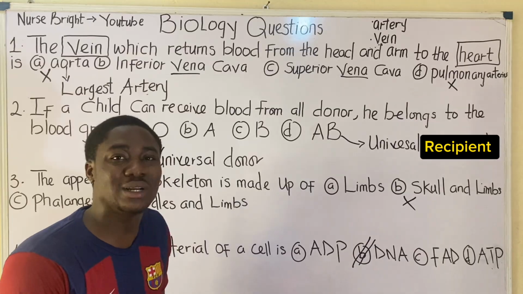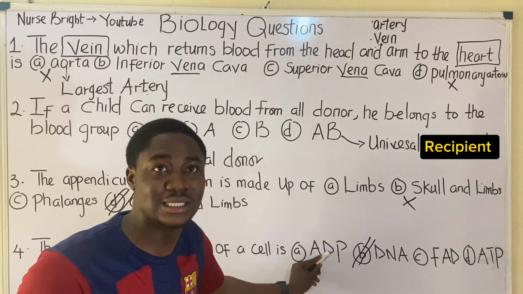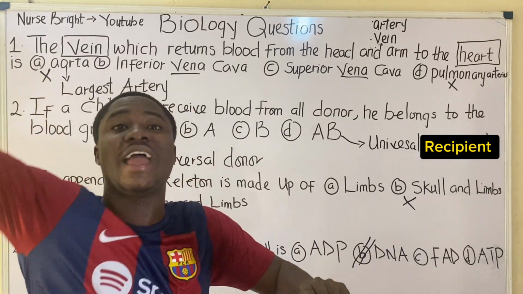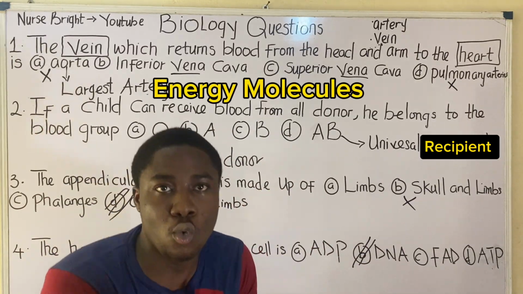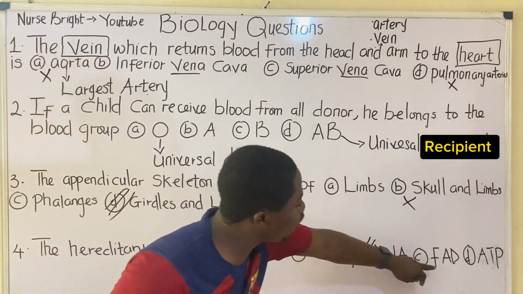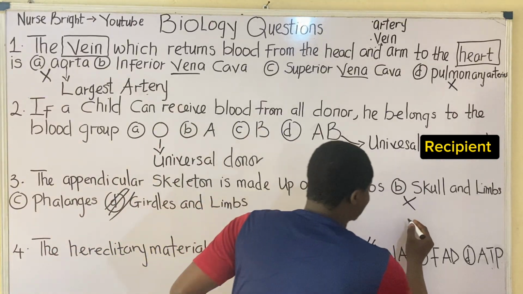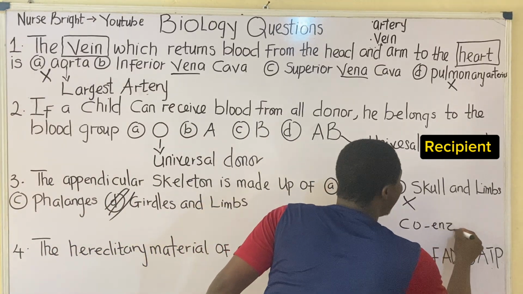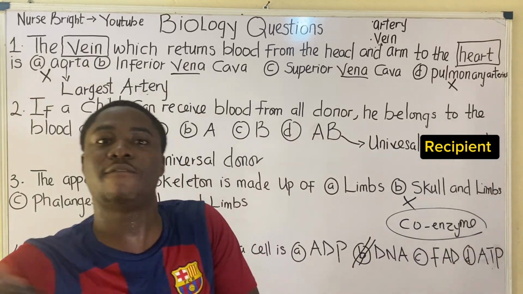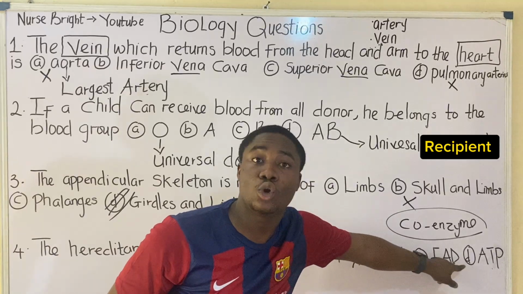ADP is called adenosine diphosphate. A is adenosine, D is diphosphate. While ATP is adenosine triphosphate. They are energy molecules. They provide energy in the cell. That's for these guys. While FAD is regarded to be a coenzyme. Coenzymes. The word coenzyme means that they assist enzymes in their functions. FAD is called flavin adenine dinucleotide.